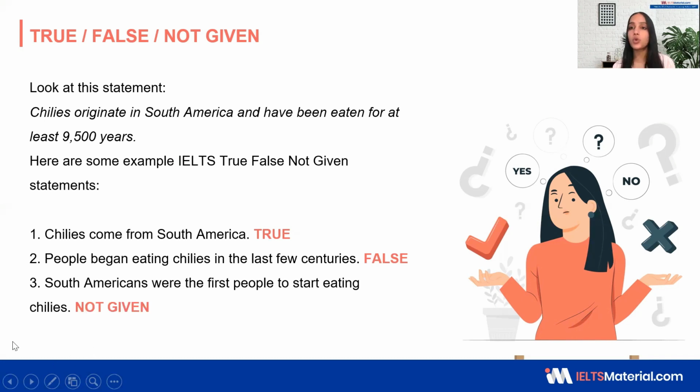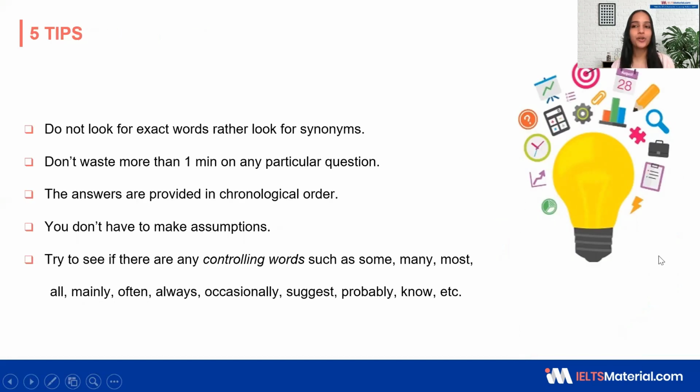So either there is no information at all, or maybe incomplete information is given. So that's a not given. Now that you have understood the difference between true, false, and not given, I'm going to present you 5 important tips that will surely help you to get the answer to this particular question type. Let's find out. Number 1, do not look for exact words, look for synonyms.